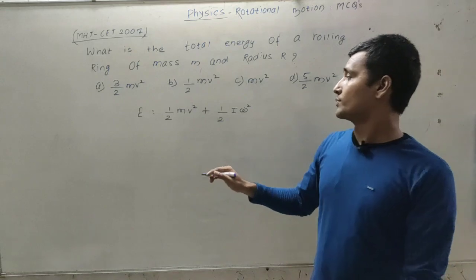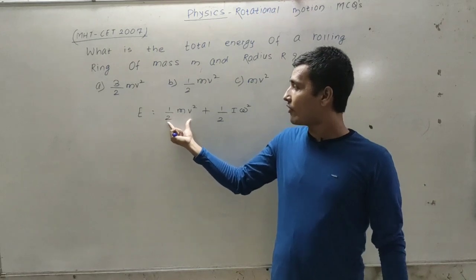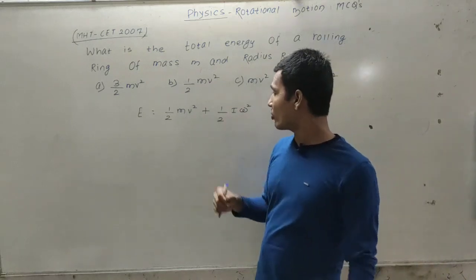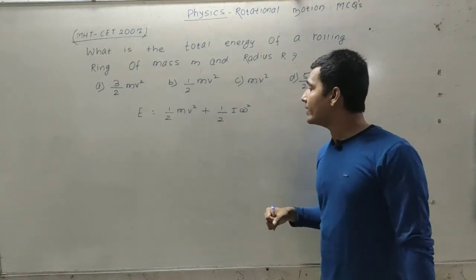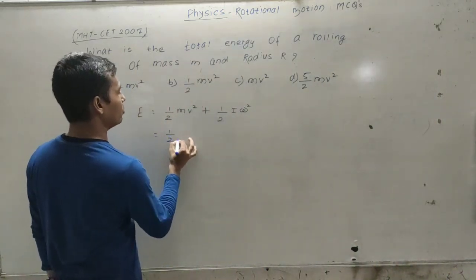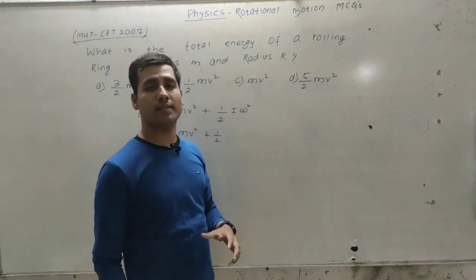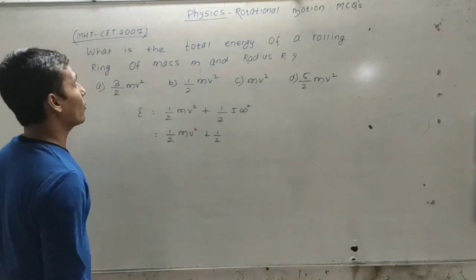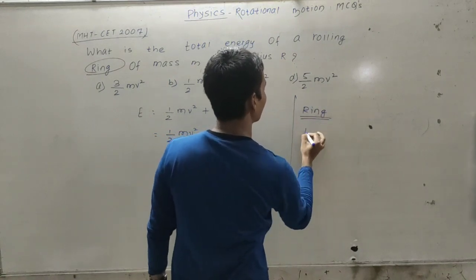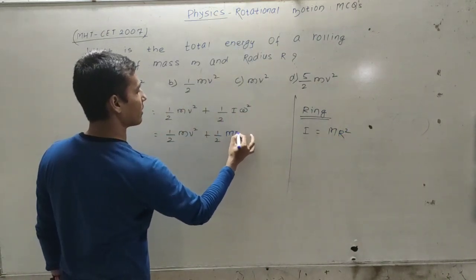When the body is moving on a horizontal surface, its translational kinetic energy is half mv square and its rotational kinetic energy is half I omega square, where I is the moment of inertia of the ring and omega is the angular velocity. So 1 by 2 mv square plus 1 by 2 I omega square. What is I? I is the moment of inertia. In case of a ring, what is the moment of inertia? For a ring, I is equal to mr square. So I am taking I is equal to mr square.